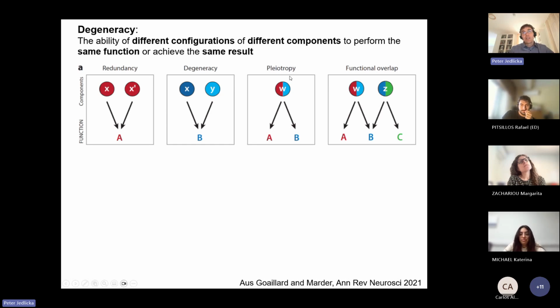You can also have the case of pleiotropy. So one mechanism, one ion channel, for example, can contribute to two different functions. And typically in biology, you have a combination of pleiotropy and degeneracy, which Yves Marder called this functional overlap. So that's a combination of degeneracy and pleiotropy.